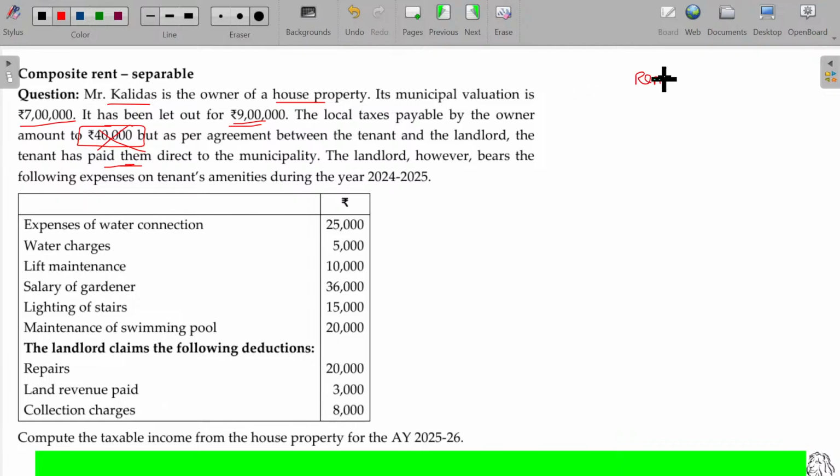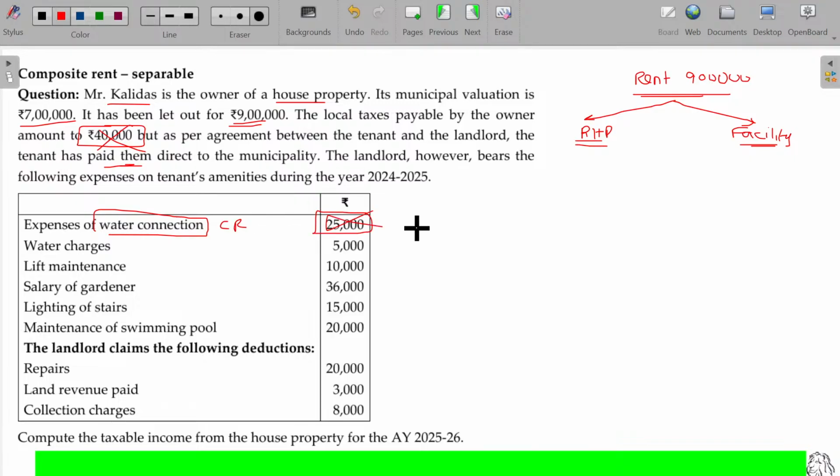So rent received being 9 lakhs for residential house property, for other facility as well as provisions of any asset, probably furniture and all. So 9 lakhs collected by the landlord is not only for the residential house property, he gives some other support also. Expenses of water connection is a capital receipt. Usually it will not be income. Don't forget about that. So remove that.